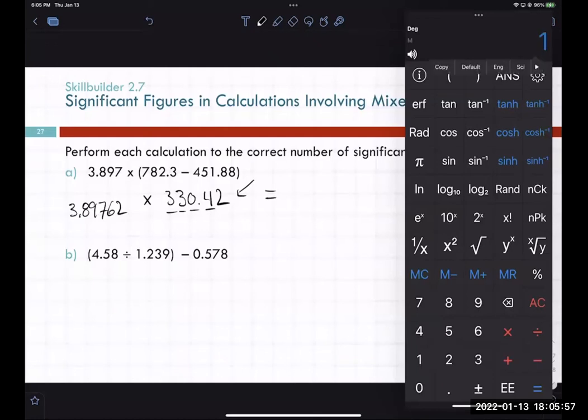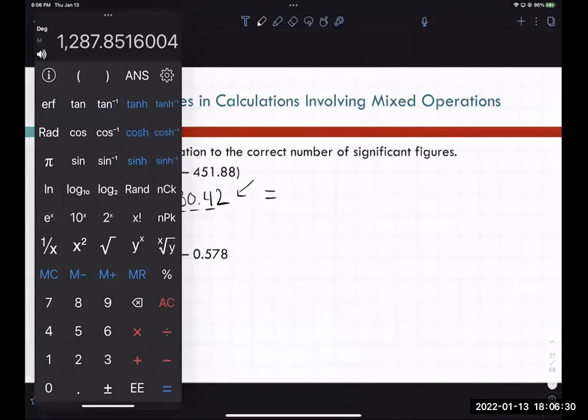I know there's a way to get the, wait. Man, all right. 330.42. Come on, technology. 3.89762. Good. Don't go away. Stay right there. All right.